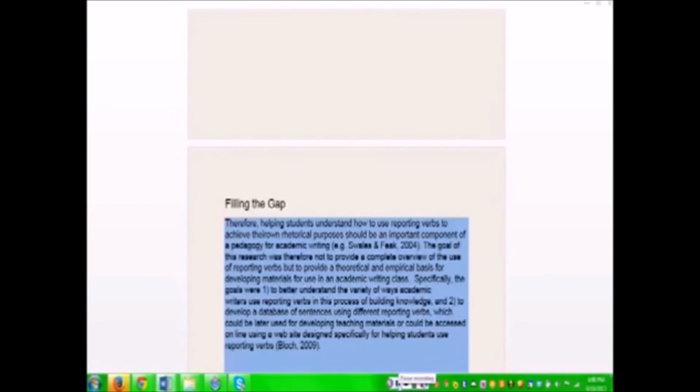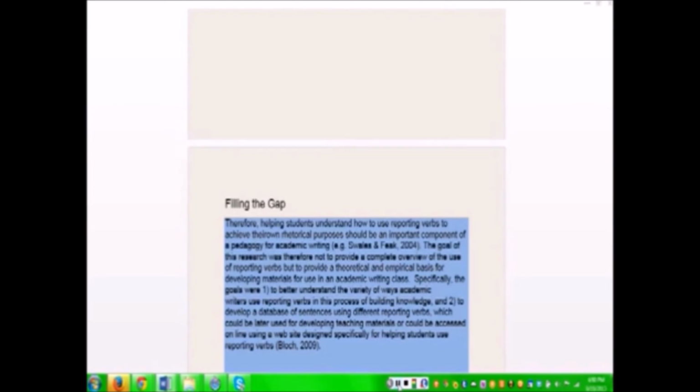So in the final section then, I want to show how I plan to fill the gap. So I say the goal of this research was therefore not to provide a complete overview of the use of reporting verbs, but to provide a theoretical and empirical basis for developing materials. So what I feel is, given the causes of the problem, I need to develop, as a teacher, a new set of materials that I could use for teaching reporting verbs.